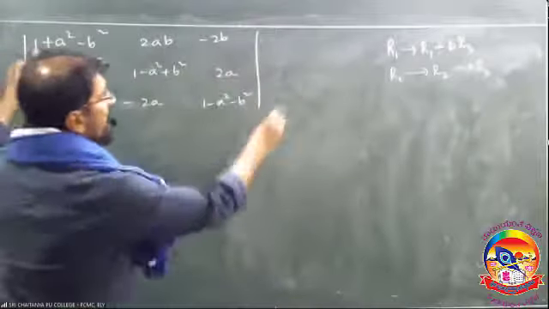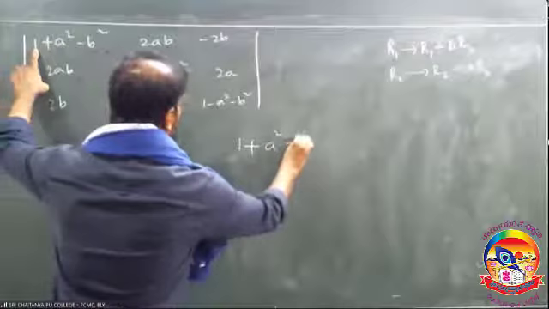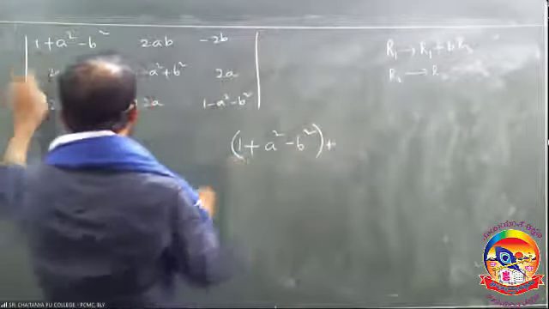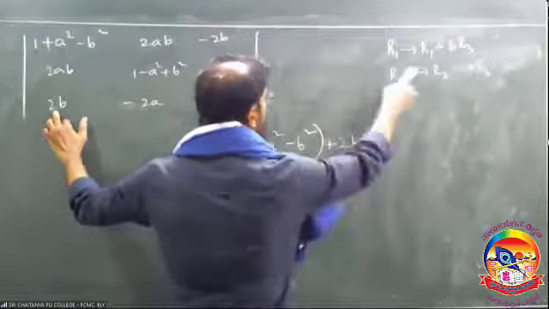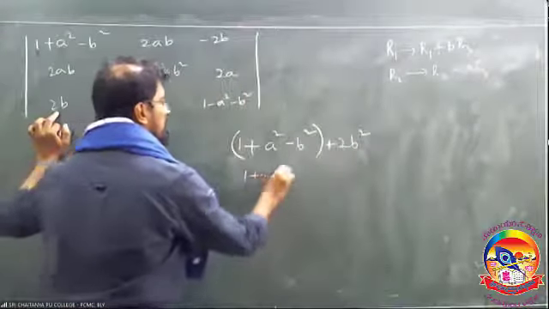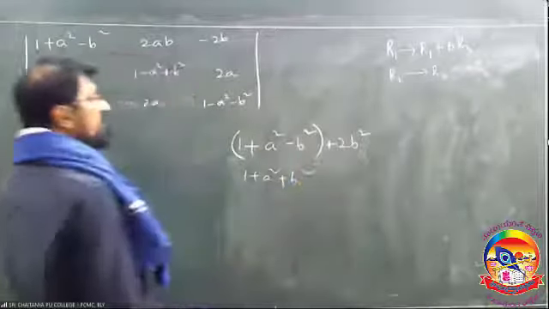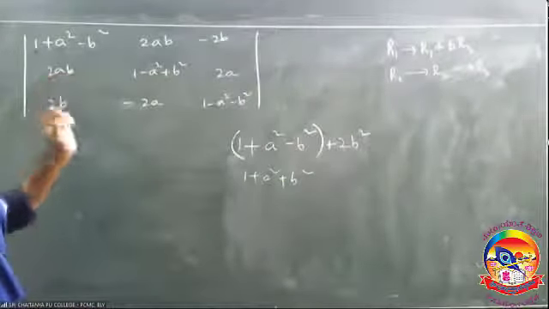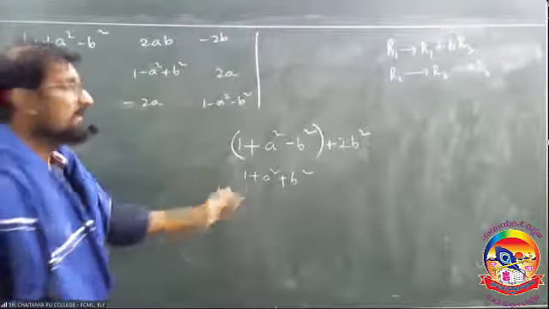First step, R1 changes to R1 plus b into R3. I am writing here 1 plus a square minus b square, plus b into R3. b into R3 becomes 2b into b, it becomes 2b square. If I finish this one, I am going to get 1 plus a square minus b square plus 2b square, which is b square. But what is the RHS? 1 plus a square plus b square whole square. So we got this, right?